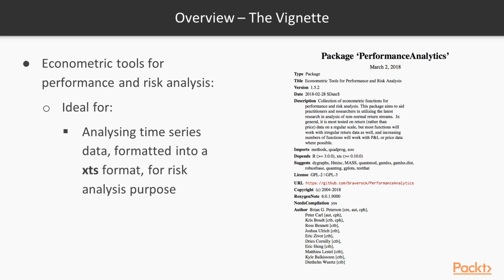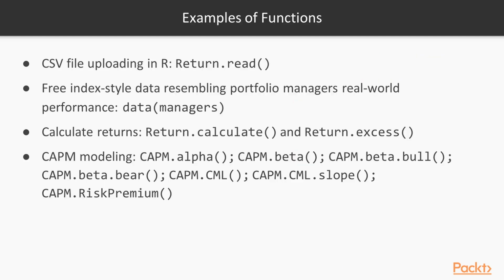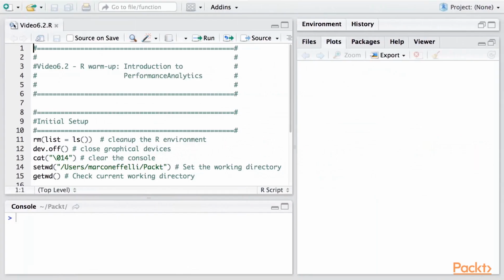Examples of functions that we'll use is the return read function, which allows us to upload and read a CSV file in R. We can then perform analysis on the data from this CSV file. We will be taking index-style data resembling a portfolio manager's real-world performance using the data managers function. From here, we can calculate the various types of returns. This is important when dealing with the CAPM model, which you will later see. There are various CAPM modeling functions. You can see here a list of these that we'll be using in the R console.